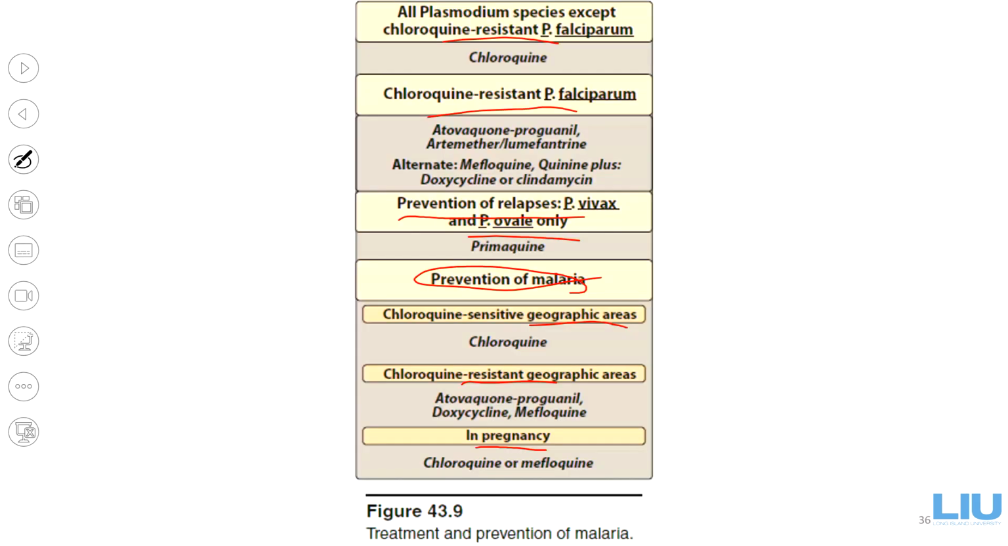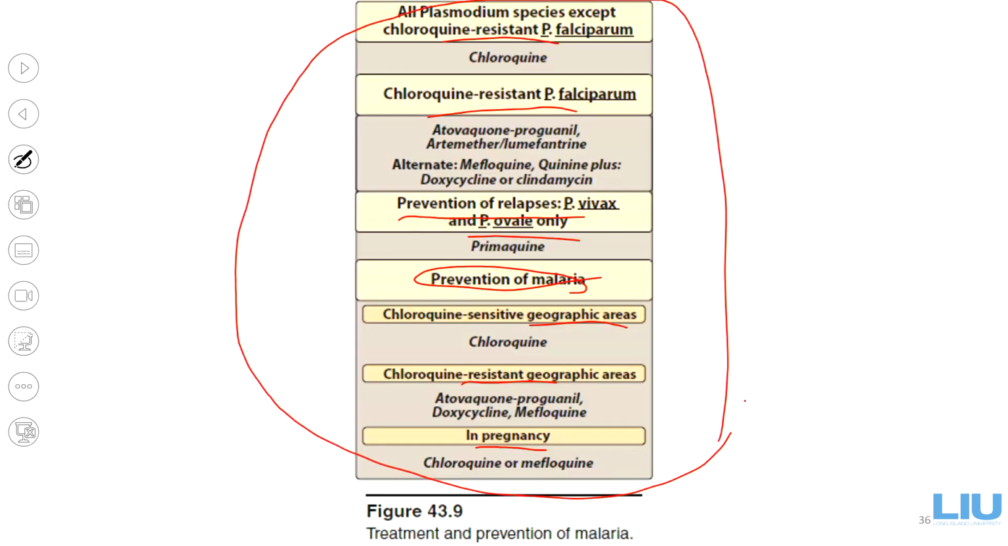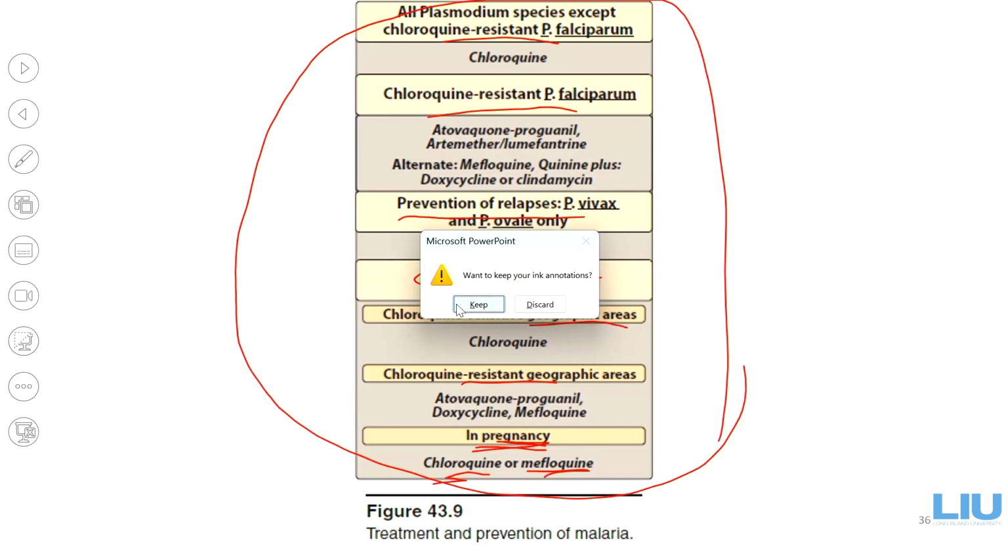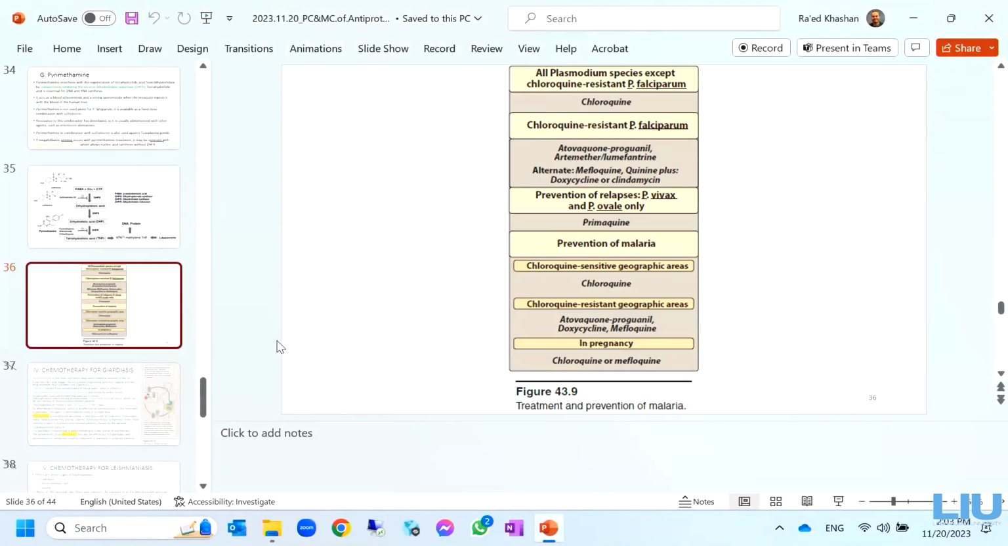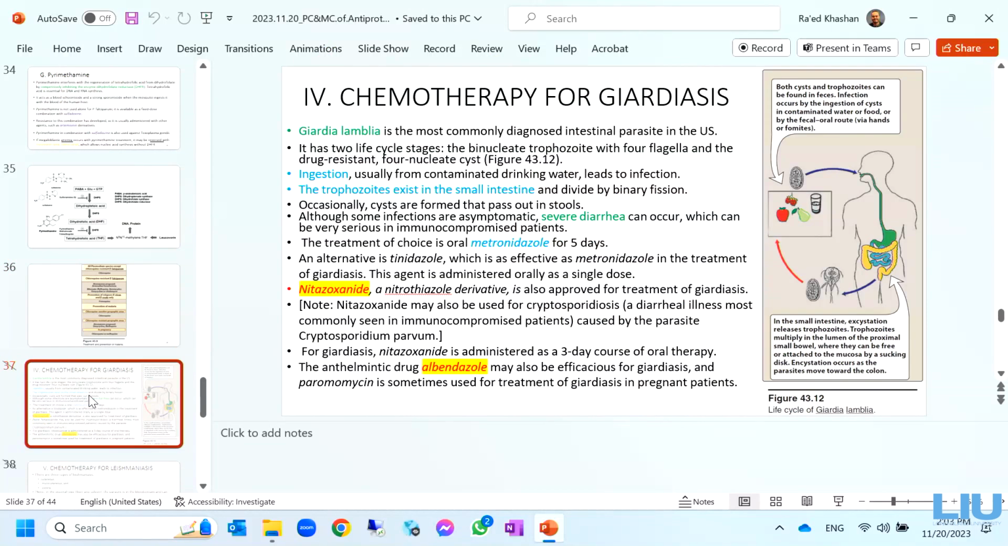Okay. So this table here is for your own information. Just pay attention that in the case of pregnancy, you can give chloroquine and mefloquine, but not the other ones, which we talked about already. And then finally, we have these other examples.